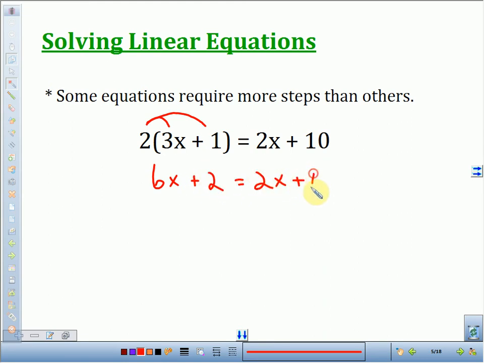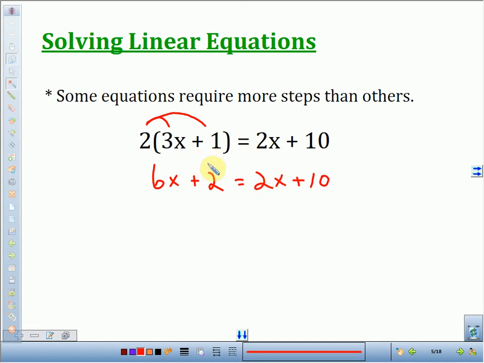Now, I have not changed the value on the left. By distributing, all I did was rewrite an equivalent expression. I did not change the value of it, so I don't need to worry about changing the other side of the equation.